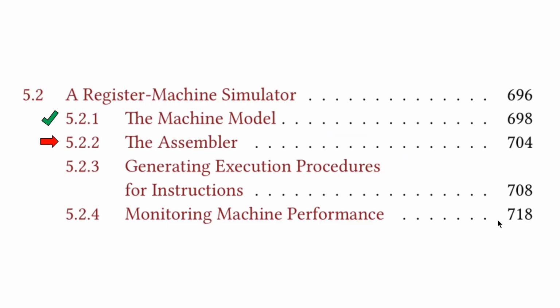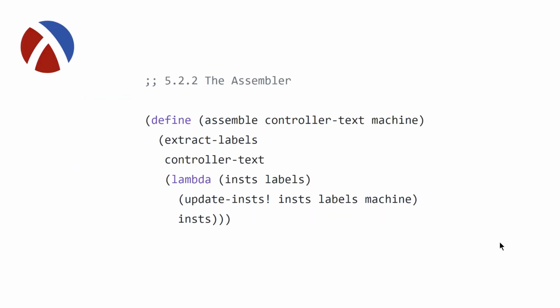So this brings us to 5.2.2, the assembler, and we are just going to continue looking at code here. Here we are defining a procedure called assemble, which takes the controller text. This is the text of all the different labels and the instructions in a given machine. And you can see here we're extracting the labels from our controller text.